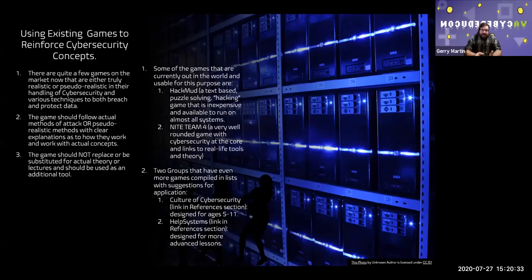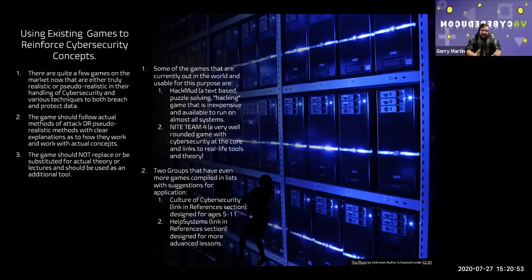The first is the culture of cybersecurity. This is designed for ages 5 to 11. And I've got links for this and the others in my references slide. If you want to download my slide deck after, it is uploaded to the site and you can see the links there.